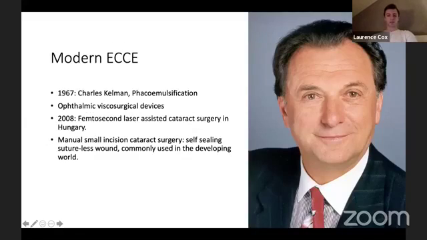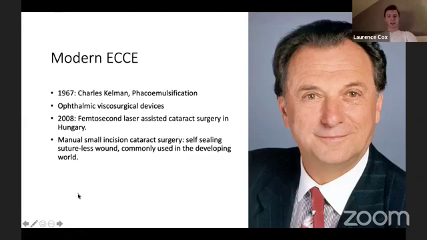Modern cataract surgery was completely revolutionized by this gentleman on the right here, Charles Kelman. Again, very interesting man who sadly passed away in 2004. And he was the first gentleman to use phacoemulsification, whereby ultrasound is used to coagulate the lens protein and make it much easier to extract. Shortly after, ophthalmic viscosurgical devices were developed. These are basically space-occupying gels containing molecules like hyaluronic acid, usually inserted into the anterior chamber during cataract surgery.